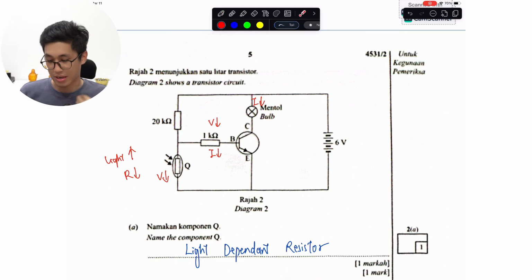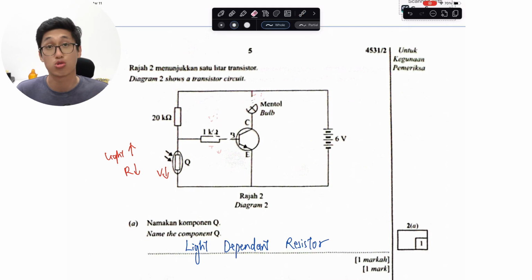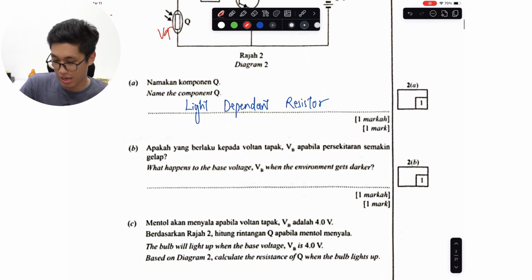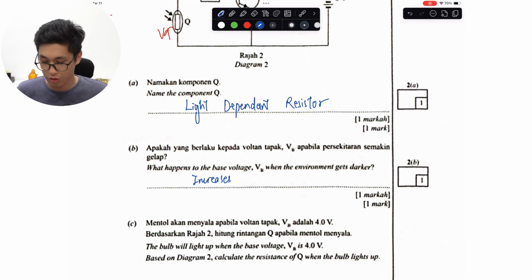Understand? Okay. Now of course this question never asked for so much, but at least you should know how the automatic circuit works. So just now, the base voltage increased, so I should answer this: increases. Okay, the base voltage increases.